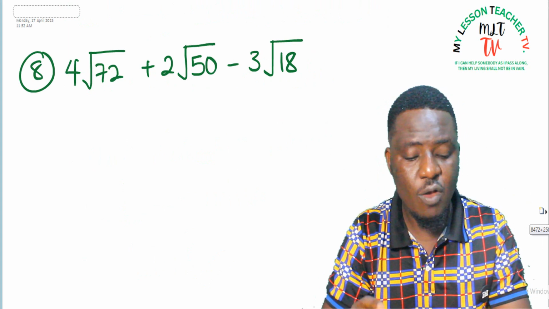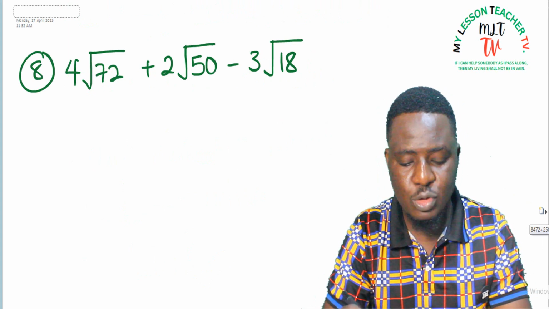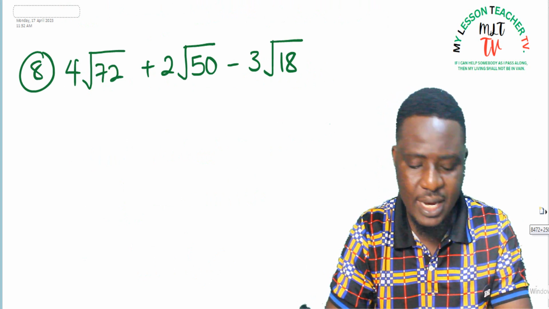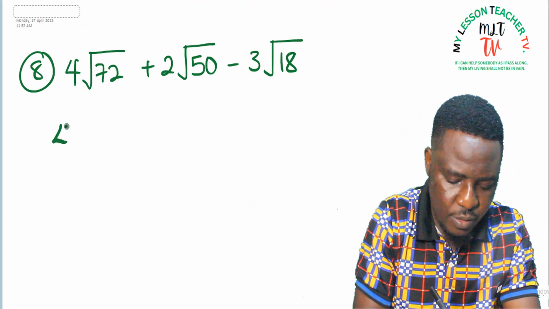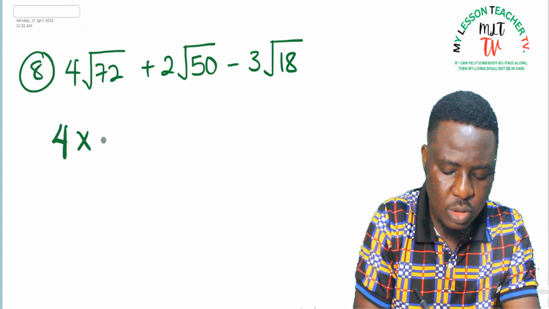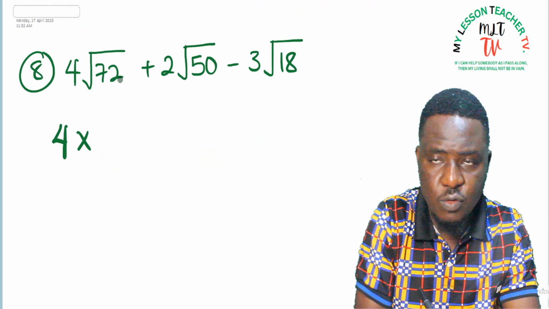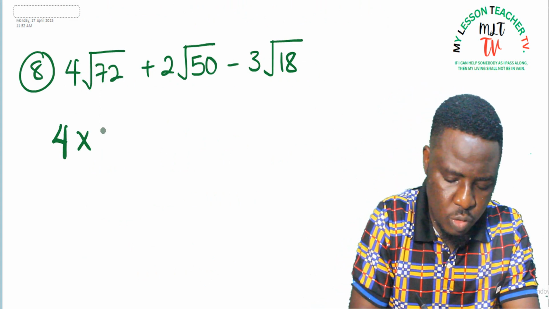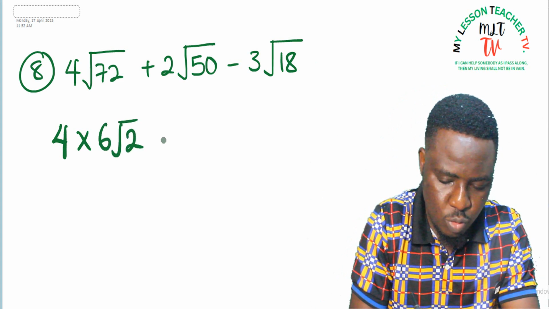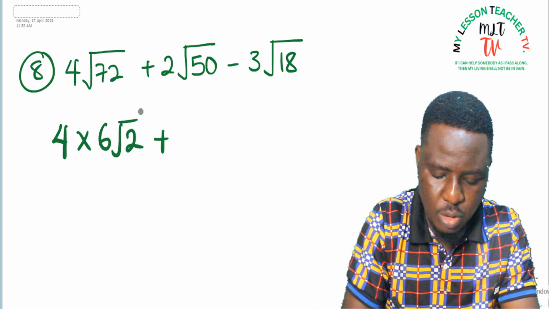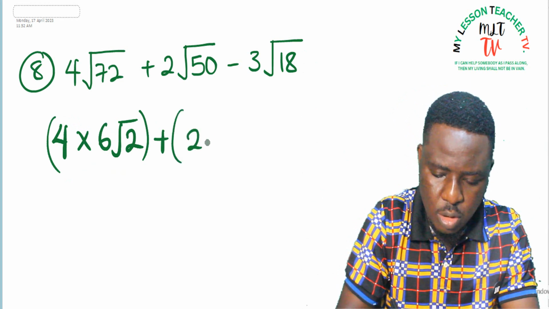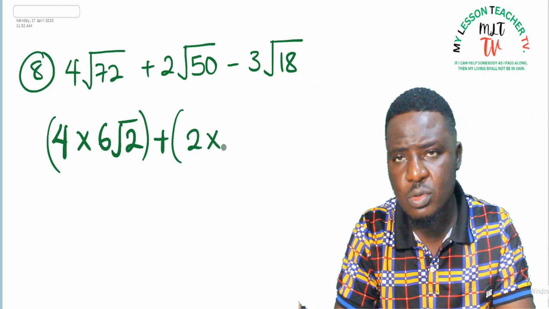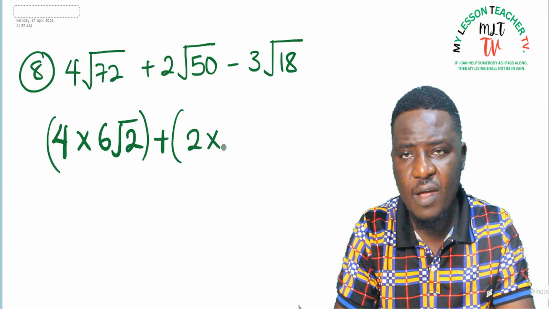Question 8, we have 4 root 72 plus 2 root 50 minus 3 root 18. So let's simplify them further. This can be said to be 4 times root 72, which can be said to be root 36 times 2. That will be 6 root 2. So this is 4 times 6 root 2 plus 2 times root 50 can be expressed as root 25 times root 2, and that gives us 5 root 2.